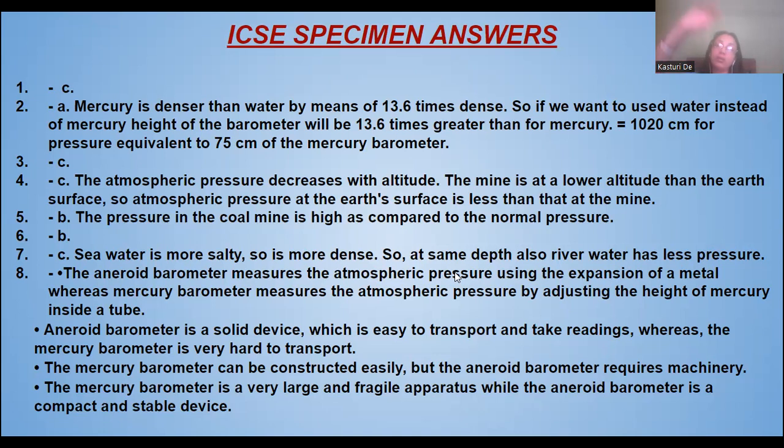The mercury barometer is very large, because a column, a tube, has to be there in which the mercury will be filled up. So it can break also. That possibility is there. But the aneroid barometer is a compact and stable thing.